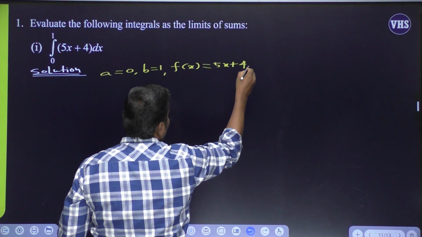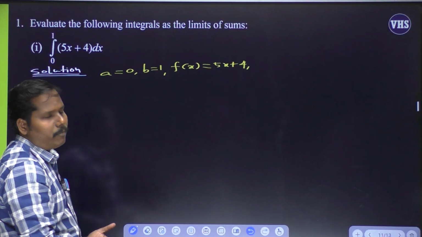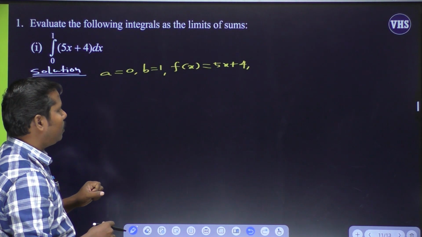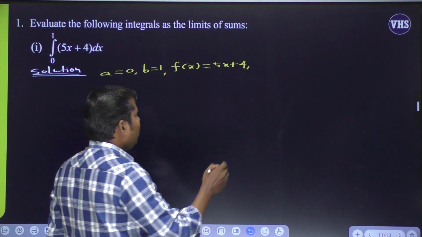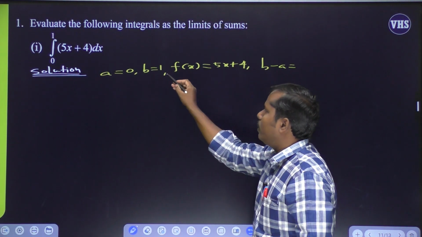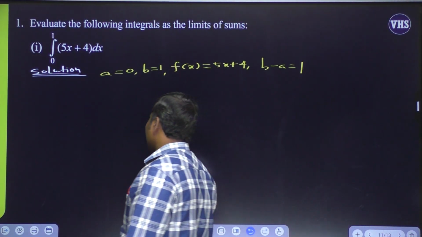Easily you can do this. Easily you can get a 3 mark or 5 mark. Routinely we are doing the same type of problem. You will be getting the core idea. So you can do it. Then you have to calculate b minus a. Our b value is 1. 1 minus 0 is what? 1. Let us write the limit sum formula.